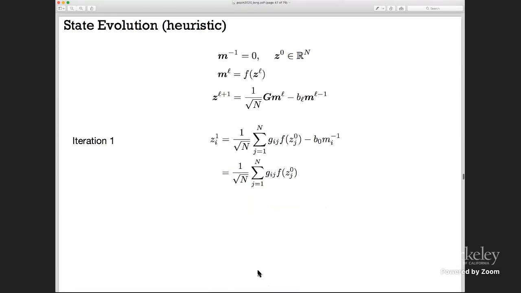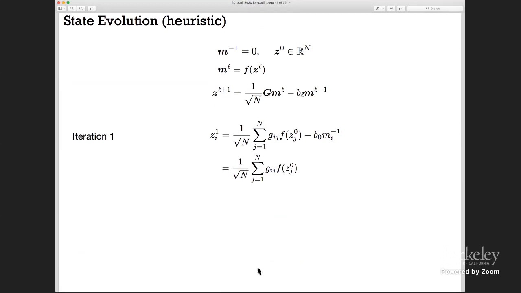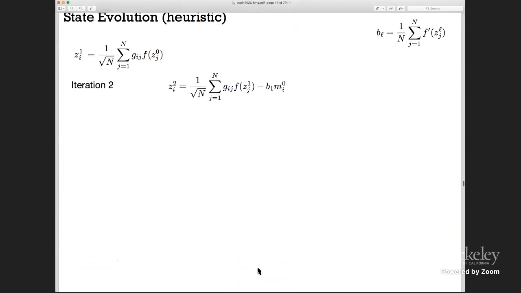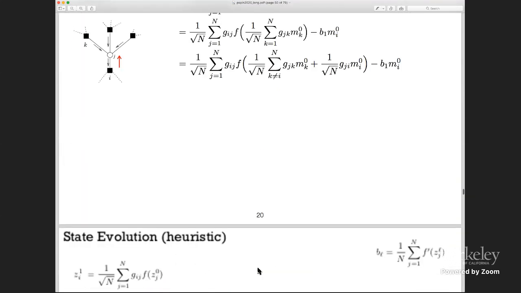Perhaps I should just not talk about the heuristic here, about the derivation of this memory term. This is not a difficult one that you can do, but okay.